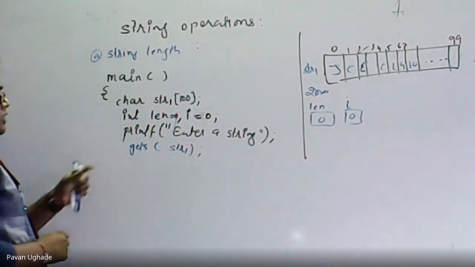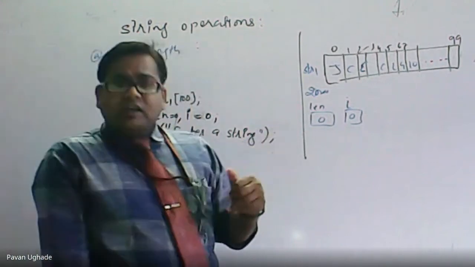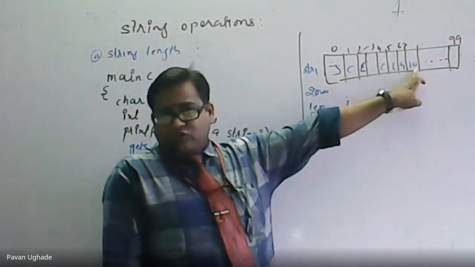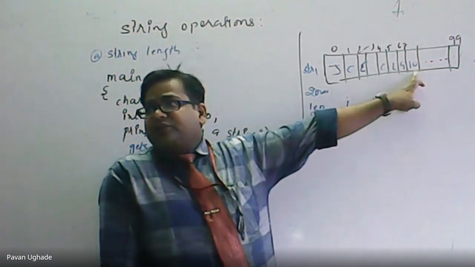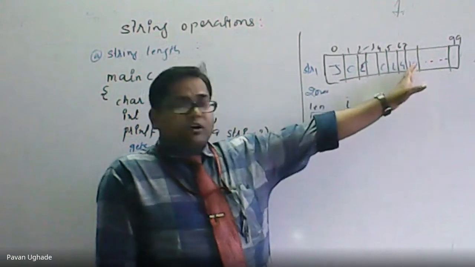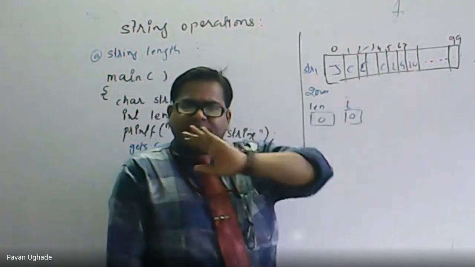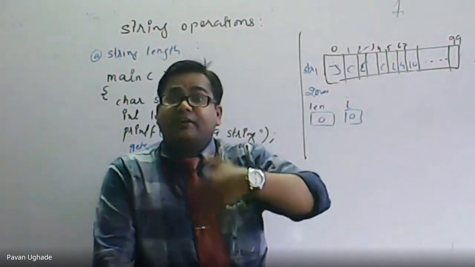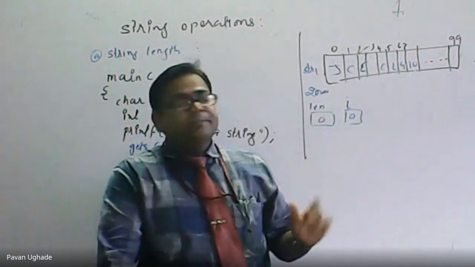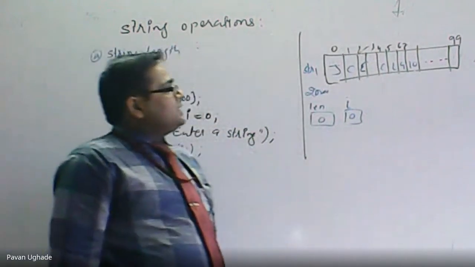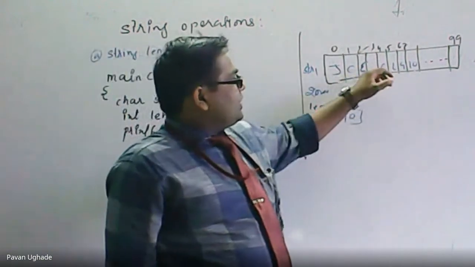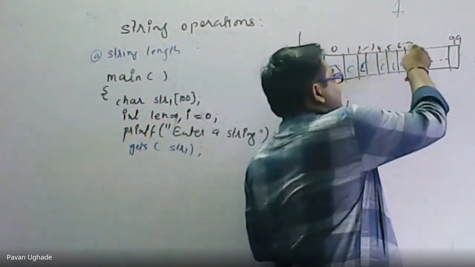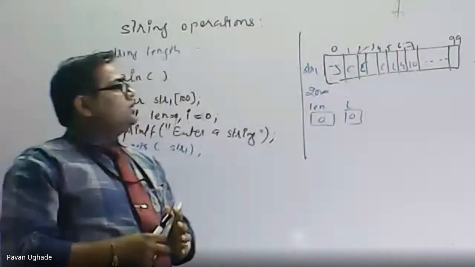Now, the main logic starts over here. We get to know that this is the end of the string when a backslash 0 is encountered. When you are processing it and you find out it is a backslash 0, it means it is the end of the string. So we need to stop and find out how many characters we have read before that. That is the length, right? We can easily see, 1, 2, 3, 4, 5, 6, 7. So the length is 7 because we are starting with 0.